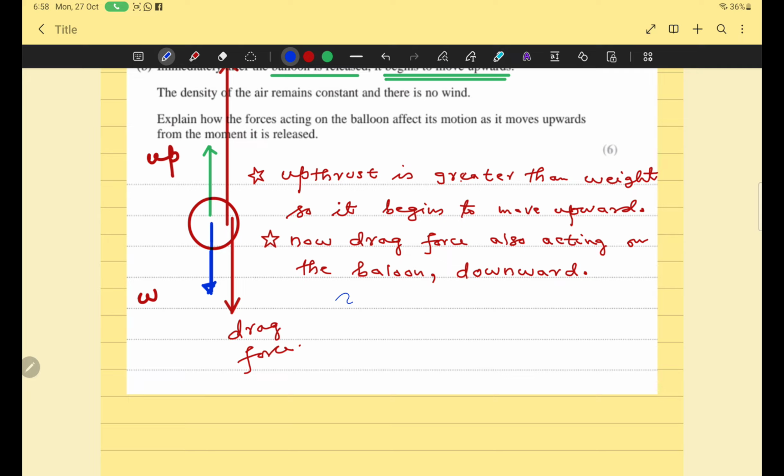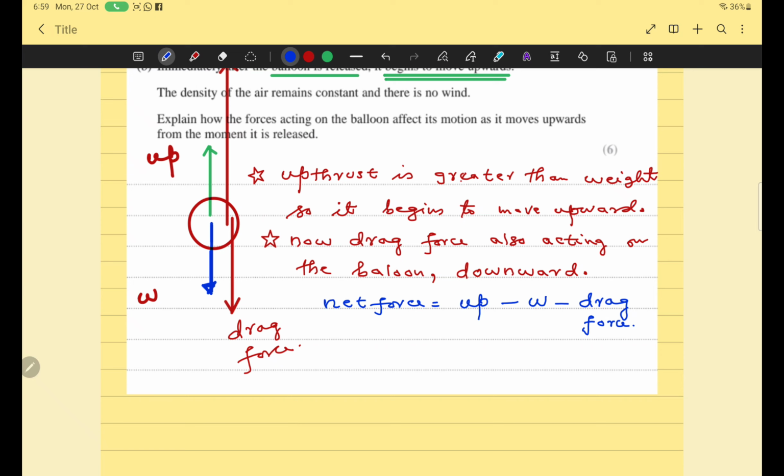So I can write the equation in this way. Net force equal to upthrust acting upward, weight acting downward, and drag force acting downward.